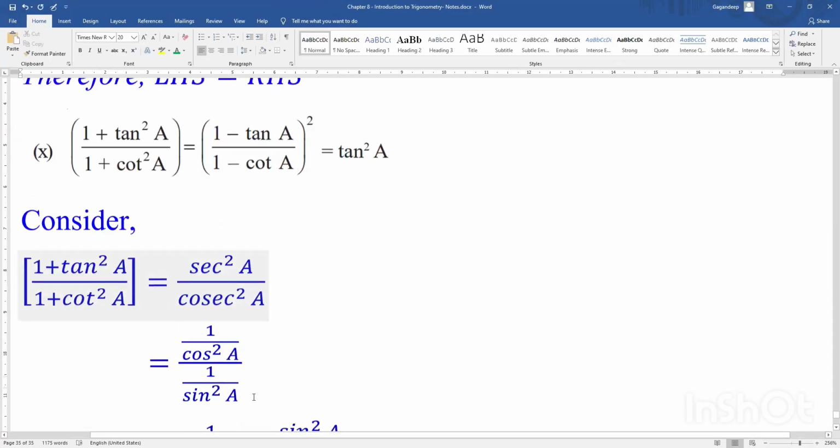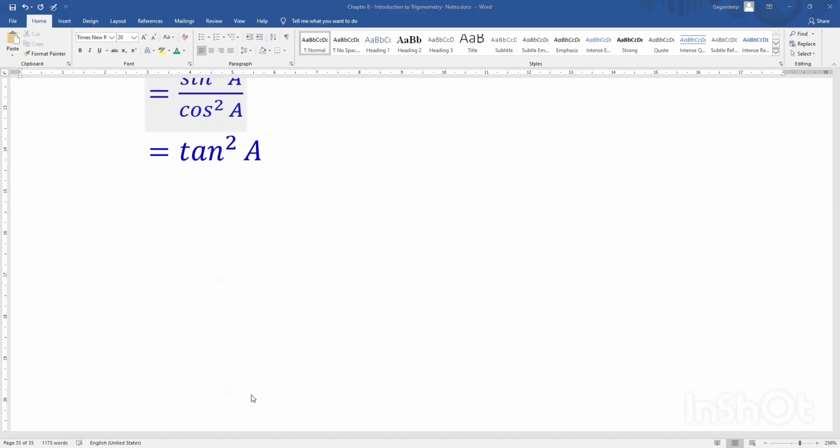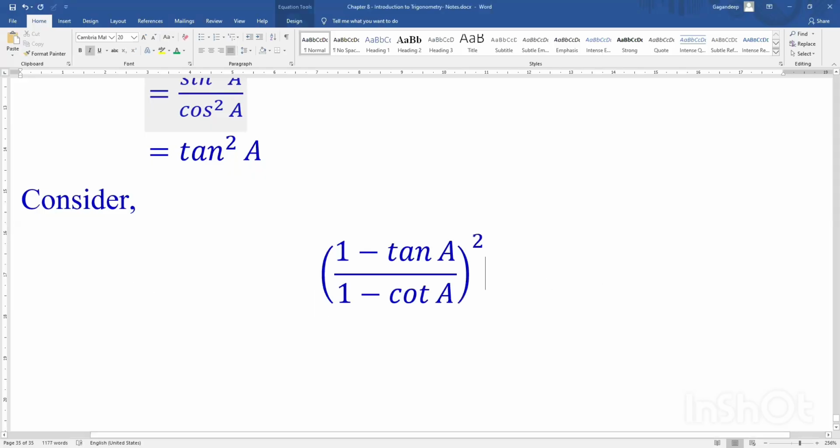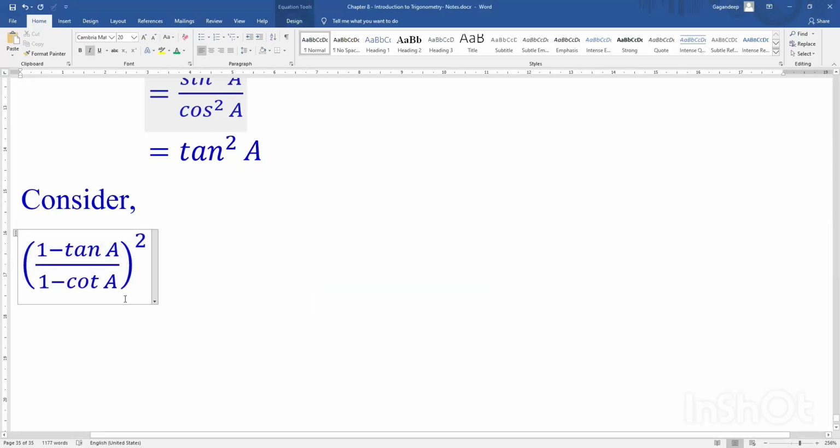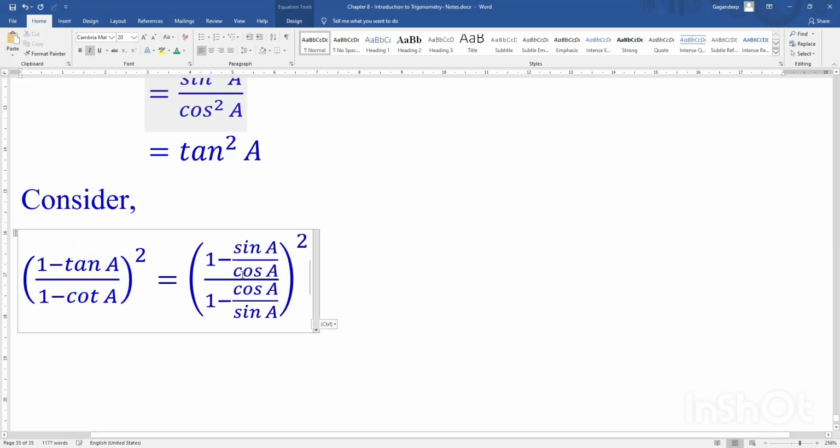by 1 minus cot A, the whole square. So the next term we are going to take is 1 minus tan A by 1 minus cot A the whole square. Here we have to be very careful. Write tan as sin A by cos A and cot A as cos A by sin A, and retain the square also. So we write 1 minus sin A by cos A over 1 minus cos A by sin A, the whole square.